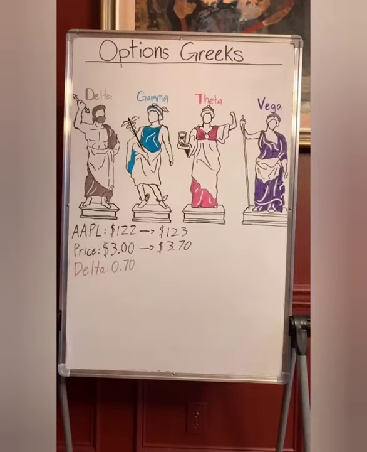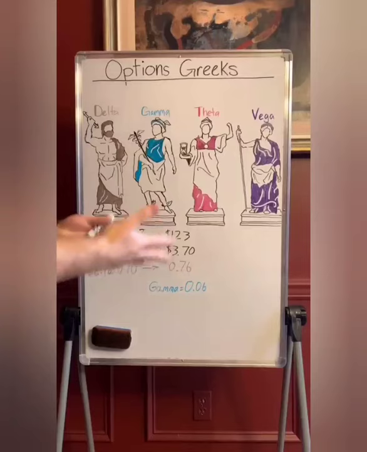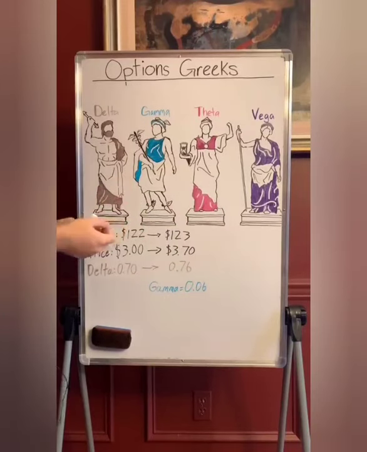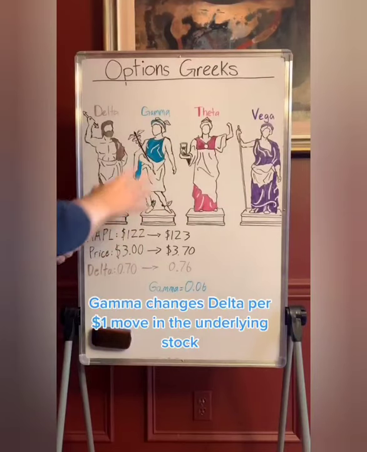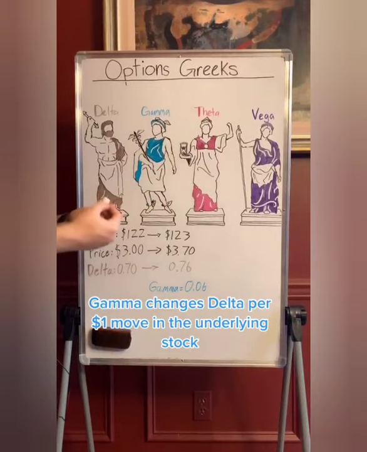Options trading, lesson 11. Options Greeks. So in the previous lesson, we talked about how delta affects the price of the contract. Now we're going to be talking about how gamma changes delta per $1 move in the underlying stock.